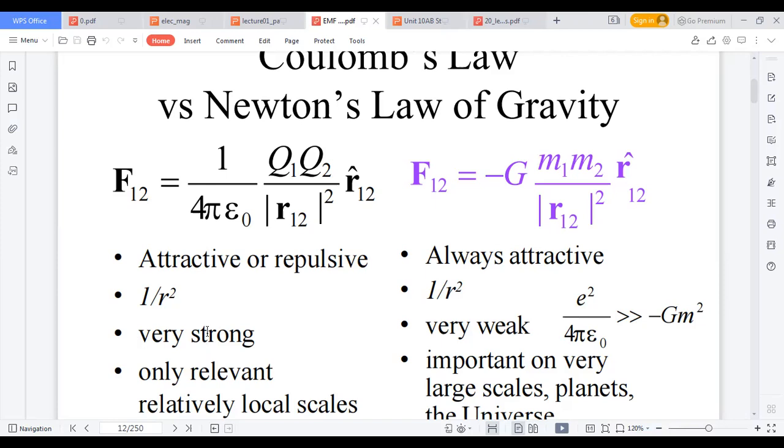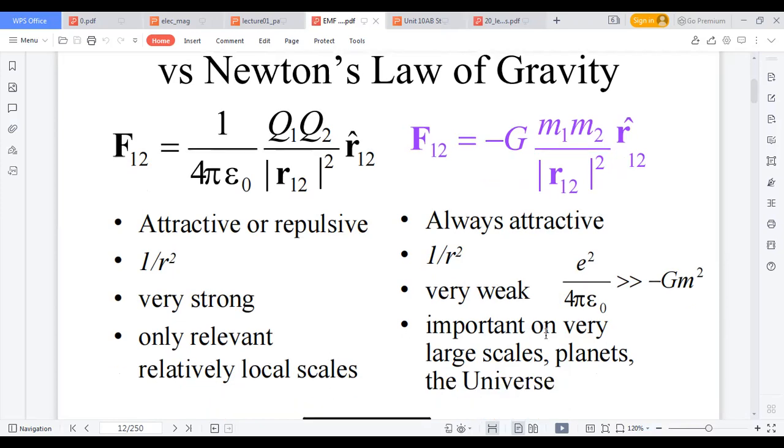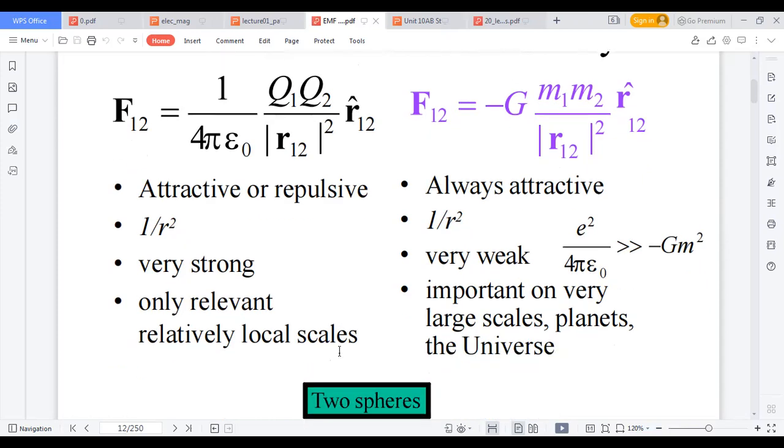Remember that we calculated Coulomb's law of force in our previous lecture: the electric force will be very strong, and the gravitational force is very weak, because e square divided by 4 pi epsilon is much, much greater than G m square. So gravity is only relevant on relatively local scales, but important on very large scales, such as planets and the whole universe, where there are many planets and substances. This gravitational force acts on those. So this is Coulomb's law versus Newton's law of gravitation.